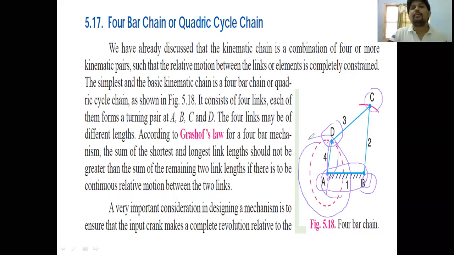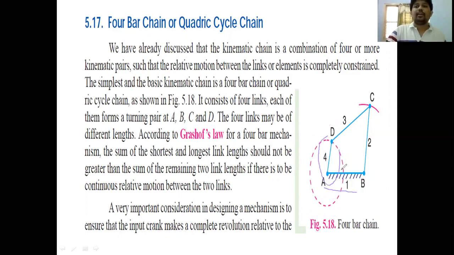If we are not letting our crank make a complete revolution, there is no meaning of the relative motion. So our crank should definitely maintain one complete revolution. It should turn in a complete revolution. Then only we can say that the body can have some relative motion. So here this AB is our fixed link, this AD is our crank, and this BC is our lever.